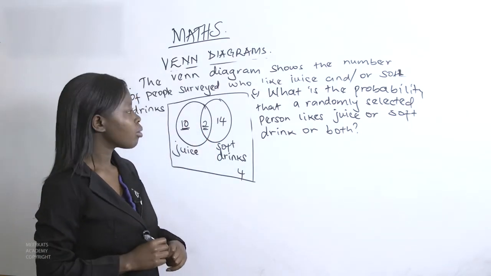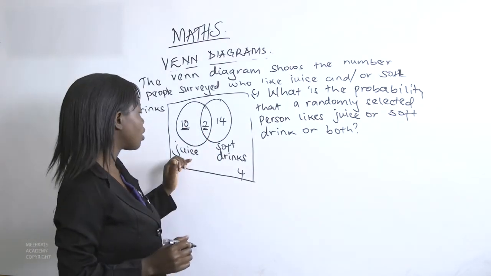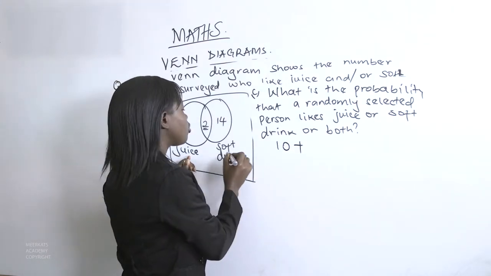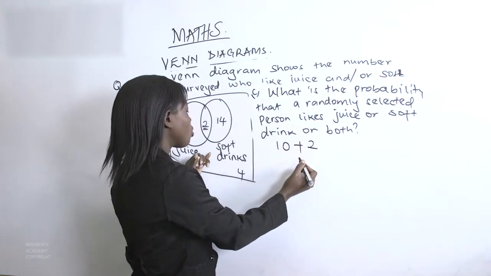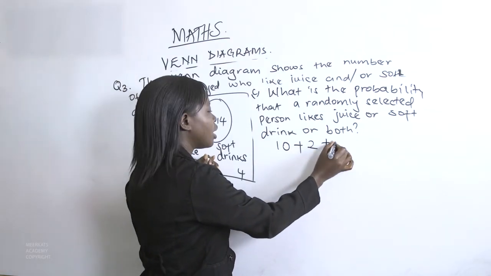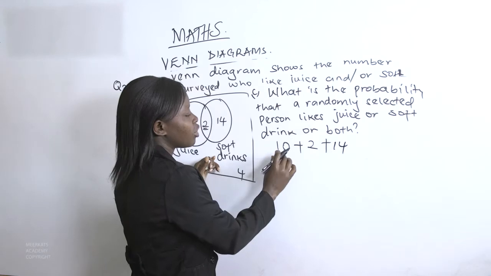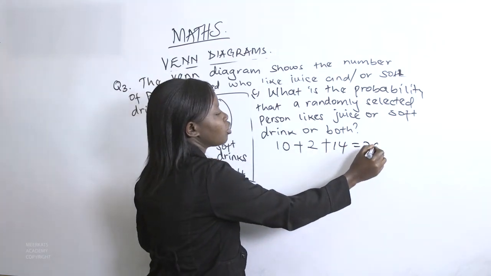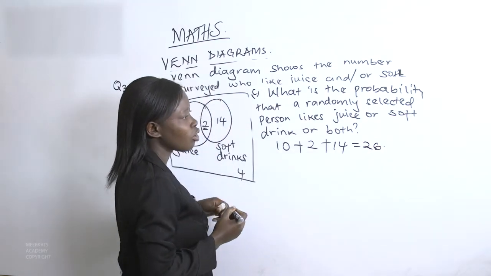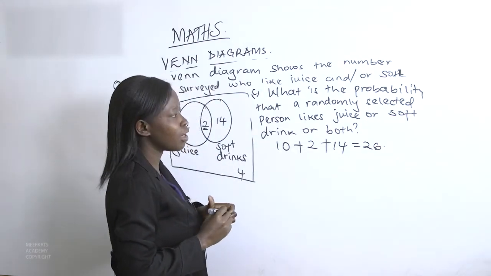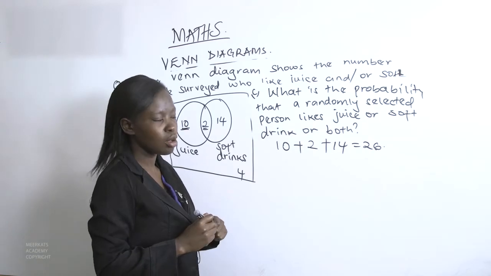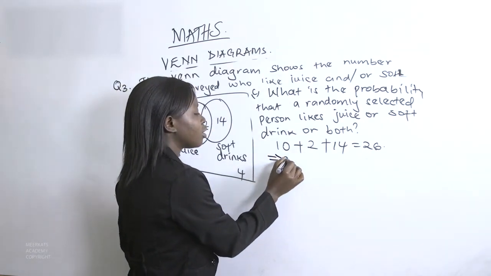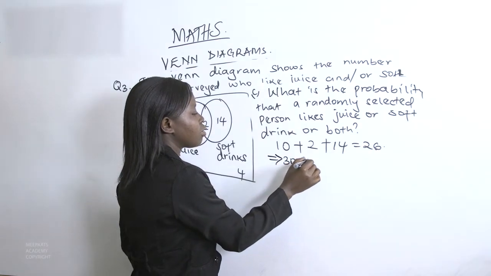So the total number of people who like juice is 10. Those who like both juice and soft drinks, we have 2. Those who like soft drinks only, we have 14. So we have 10 plus 2, which is 12. 12 plus 14, we are having 26. So we have a total of 26 people who like either juice, soft drinks, or both of them. And we had a total of 30 participants in this given survey.